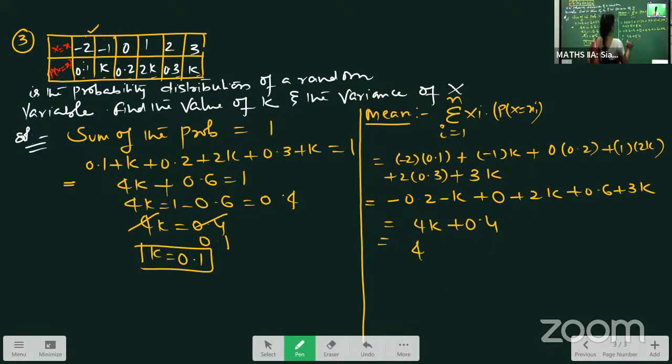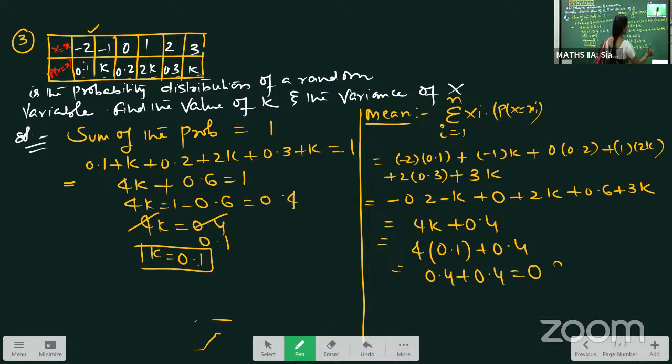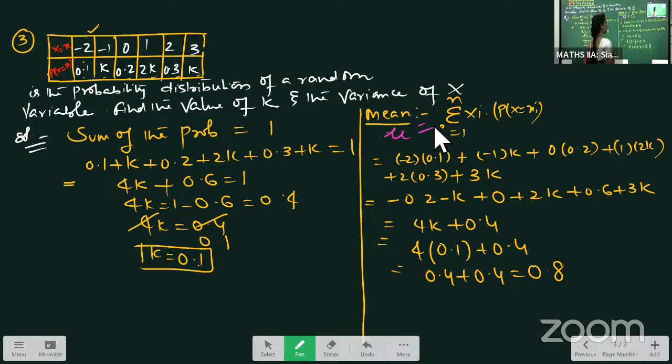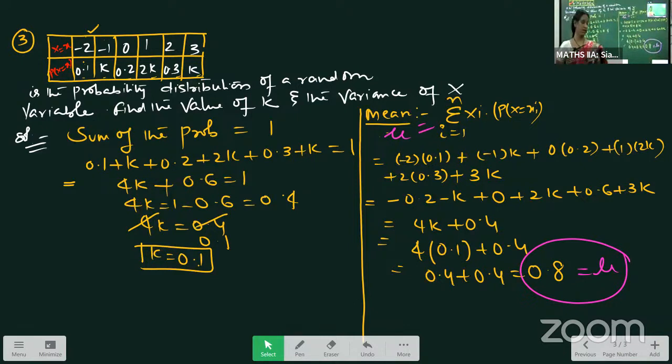But 4 into k, we have already found the k value. Already the k value is 0.1. So you substitute here: that is 4 into 0.1 plus 0.4, that is 0.4 plus 0.4. How much are you getting? 0.8. This mean is always represented with the symbol called mu. So we got the mu value here. This is called the mean. Now we should go for the variance. How to find the variance?